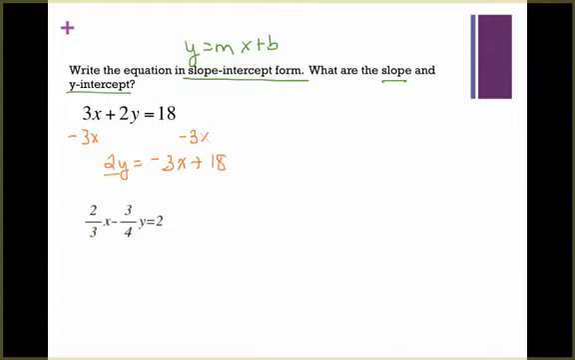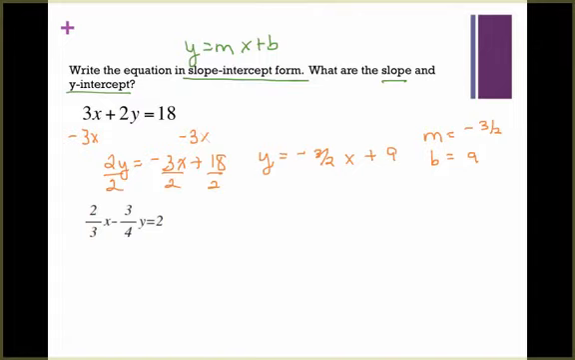But I have 2y and I want just y. So I'm going to divide everything by 2 and get that y would equal, well, negative 3 divided by 2 doesn't simplify nicely, so let's just leave it as negative 3/2 x. And then 18 divided by 2 does simplify to 9. And now we can find our m and our b, which is our slope and our y-intercept. So our m would be negative 3/2, and our b would be 9. Let's try the next example.